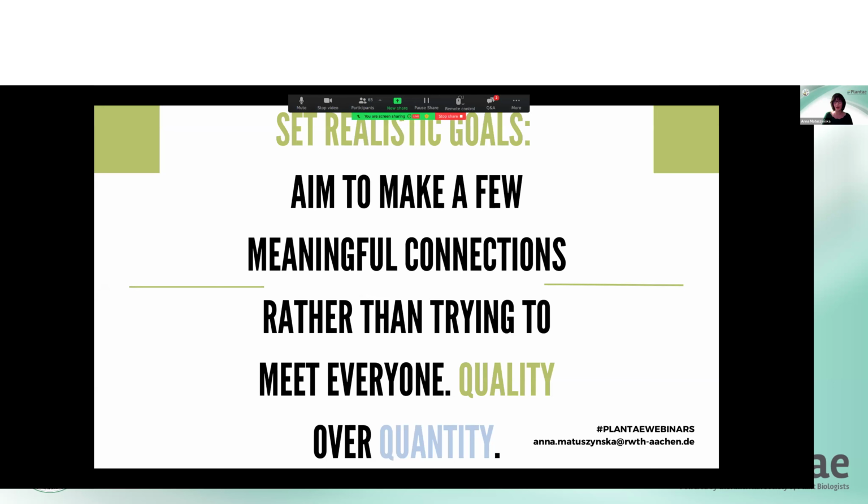The main message that I would like to carry is that you're supposed to set realistic goals and favor quality over quantity, which means it's better to make few but meaningful connections rather than trying, over a week, to shake hands with everyone and meet everyone and talk with everyone.